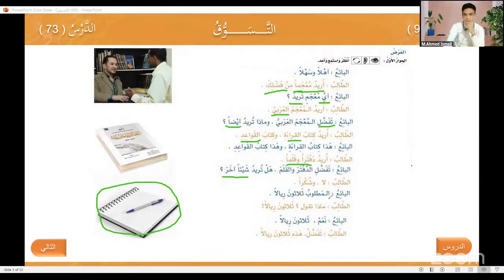And البائع said المطلوب. The word مطلوب we can use to mention anything that you order. If you order something, you are طالب, and the thing that you order is مطلوب. Then المطلوب 30 ريال, so it costs 30 ريال.